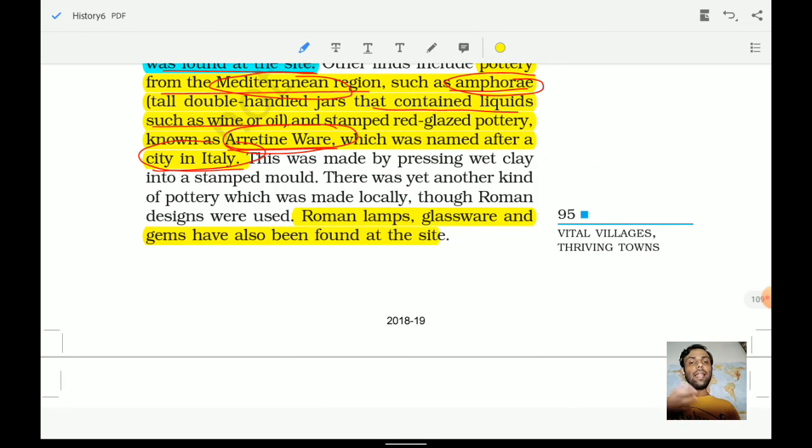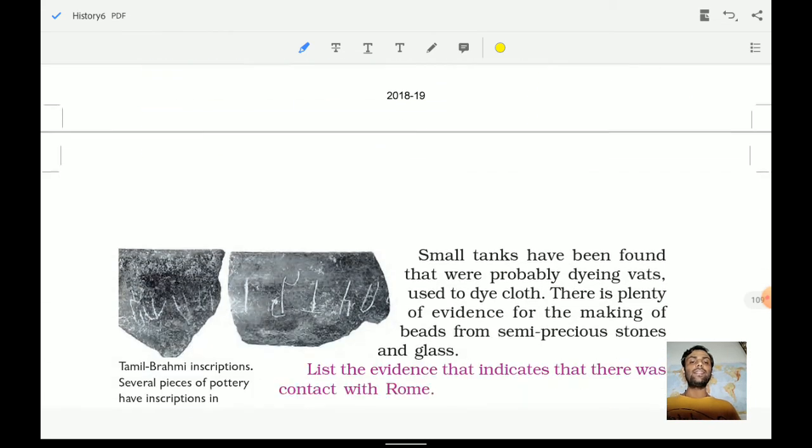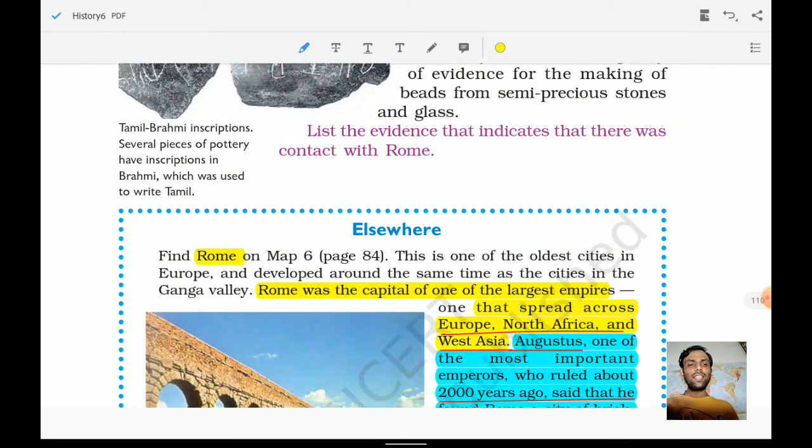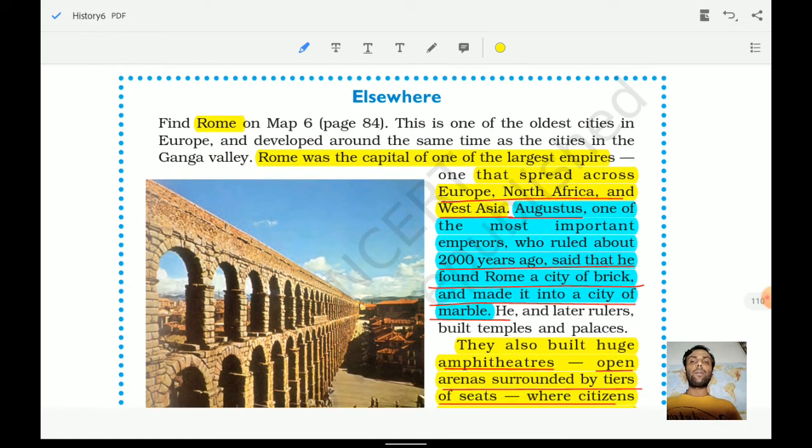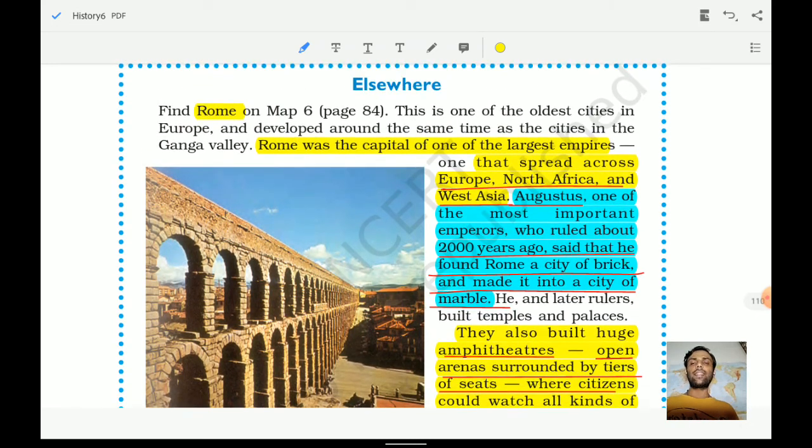So Roman lamps, glasswares, and gems have been found at these sites. Right? So these were the things which have been found at Arikamedu and why it was important. So what other developments were happening in different parts? Let us understand that as well.